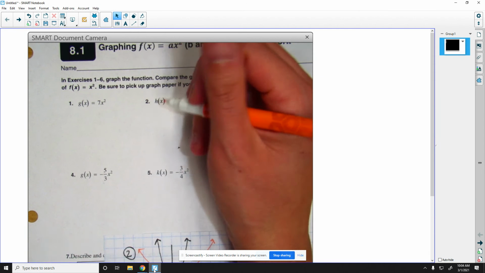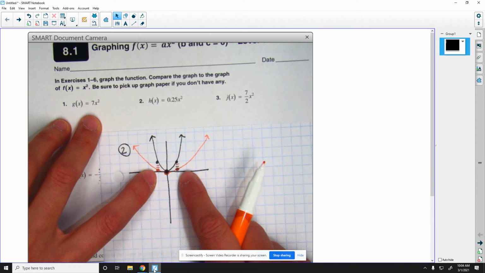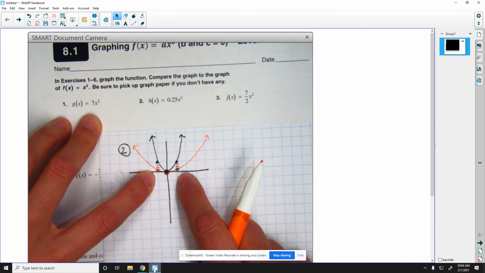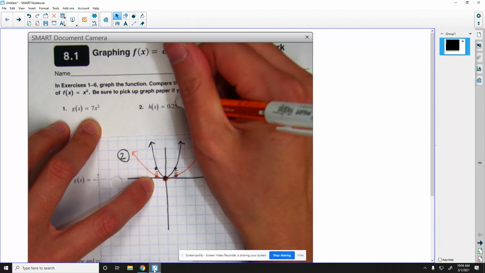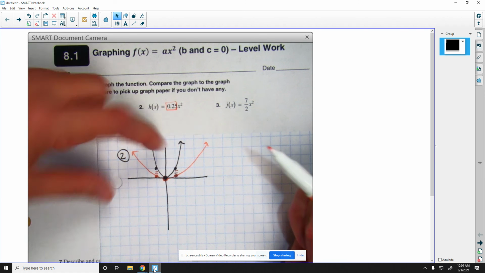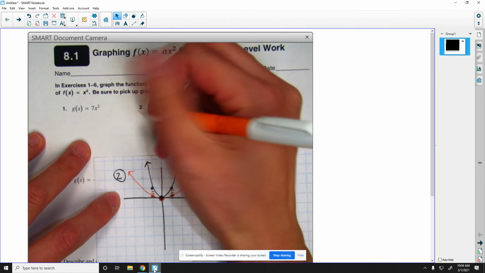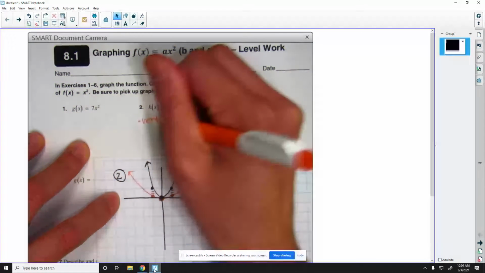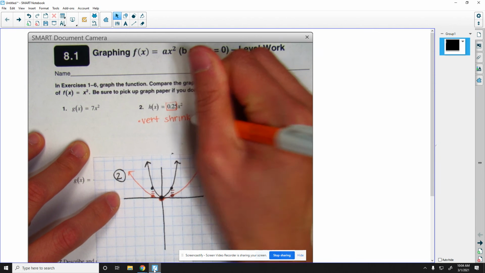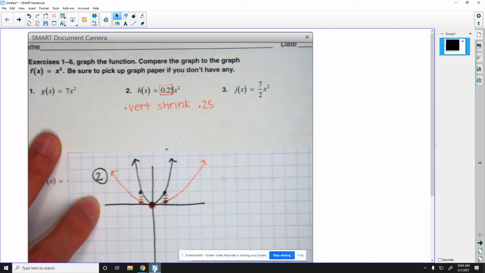Whenever I compare, first of all, I'm talking about the stretching or the shrinking. Did this stretch or did this shrink? Shrink. The reason I know it shrunk is because this number is between 0 and 1. Or I can say it got fatter, right? If it got fatter and wider, then it shrunk. So I could say this is a vertical shrink of 0.25. That's the first thing I always talk about: stretching and shrinking.